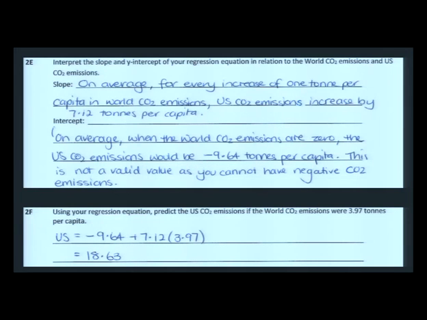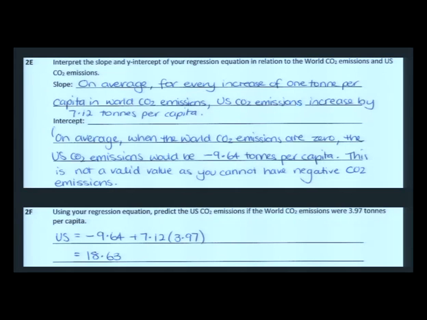Okay, interpret, a word we don't like. Interpret again means a sentence. Don't tell me the slope is 7.12 because I know that. You already told me in the previous question. We want you to interpret that. So again, template answers. On average, for an increase of 1 unit in the IV, so 1 tonne per capita in the world CO2 emissions, the US emissions increased by 7.12 tonnes. So we're needing to see it in that order, and you're saying whether there's an increase for a positive gradient, a decrease for a negative gradient.